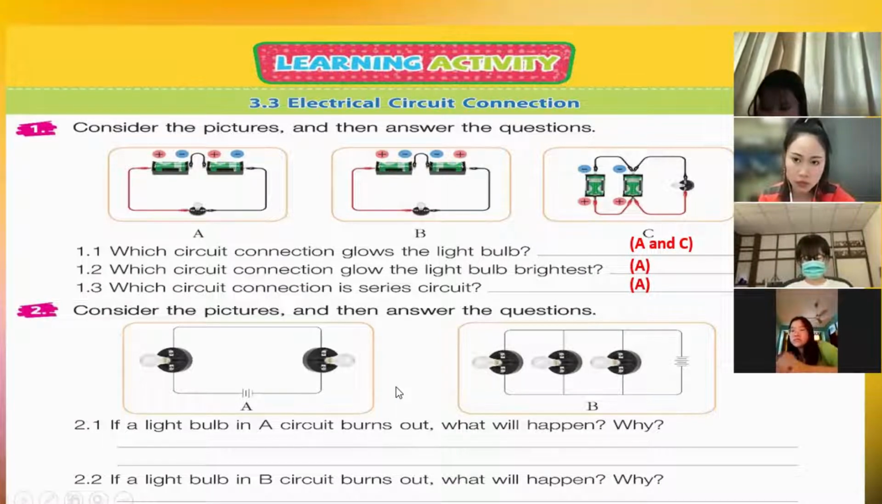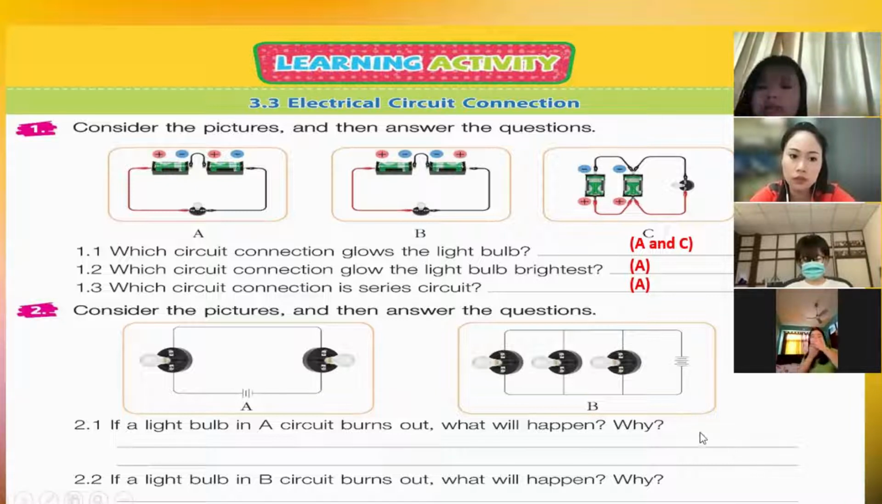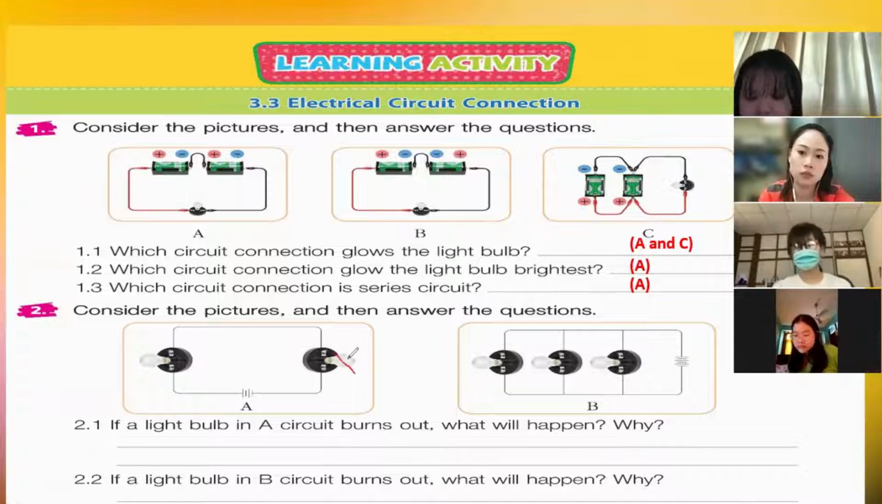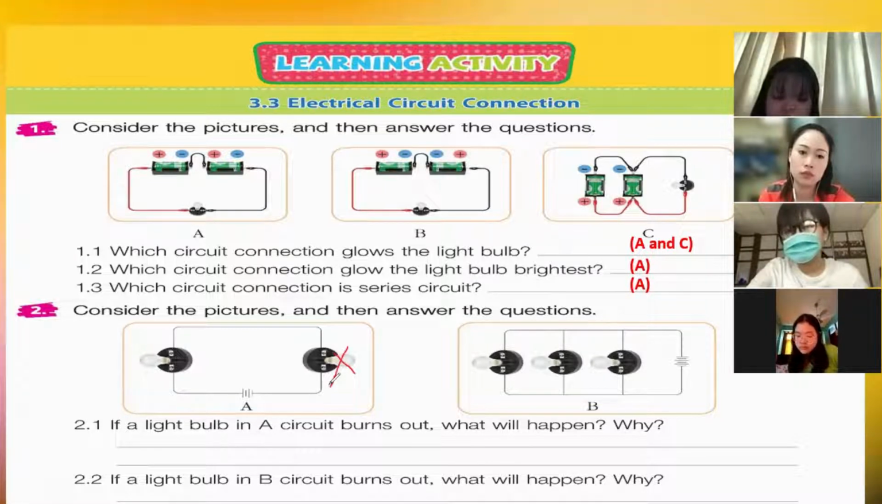All right, now question number 2. We have been given two different circuit connections, A and B. You have to look closely at each circuit connection and then answer the questions. Question number 1: if a light bulb in circuit A burns out, what will happen and why? Anyone can answer me, students? In circuit A, if one light burns out, then what will happen, and why will that happen?